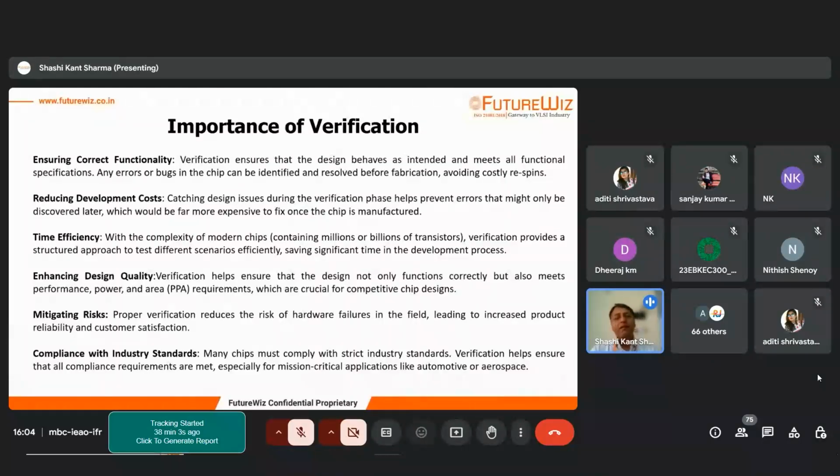Unless the verification engineer says that your design is perfectly fine, it won't go further, right? Because if you don't verify at the early stage, and we come up with a bug at the end of development, that your design has certain bugs, then what will happen? The entire process has to start from scratch.